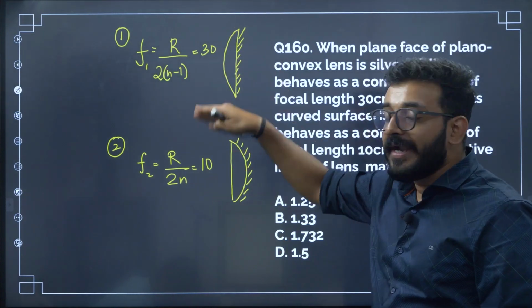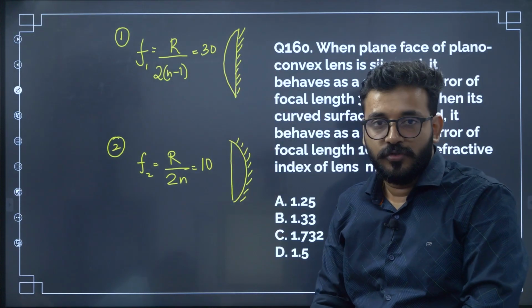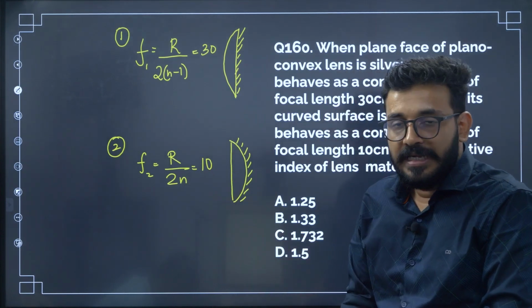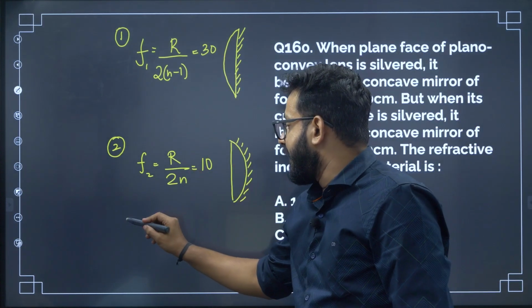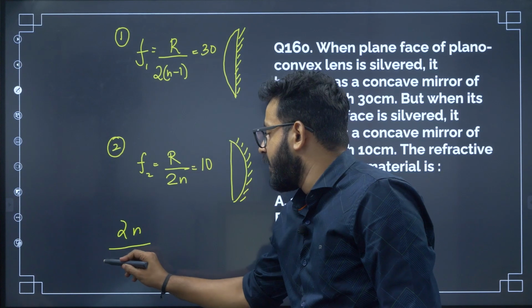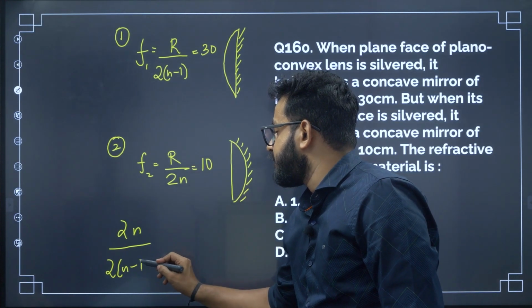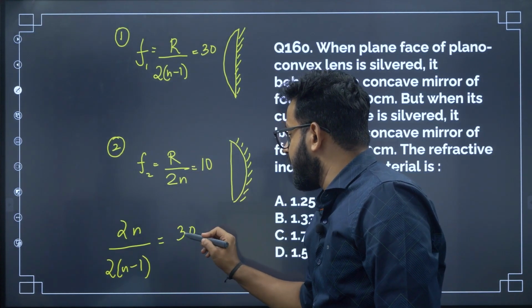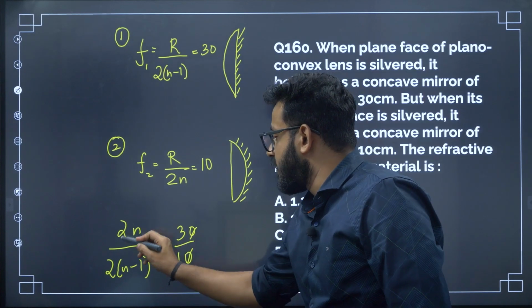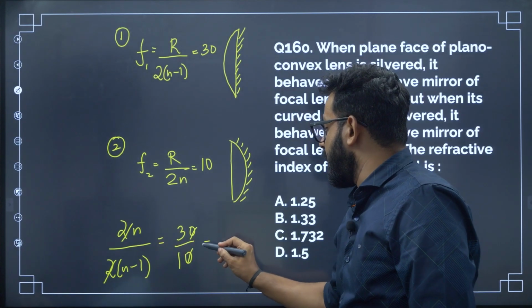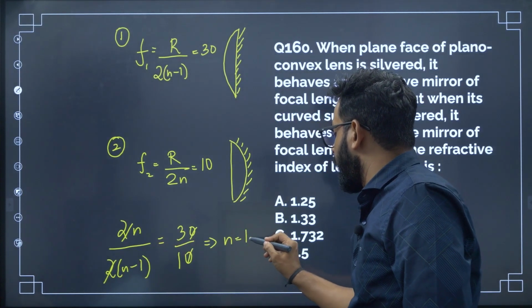Now you can divide both of them. Divide both the equations to find the correct answer. You want to find n, so divide both. R and R will get cancelled. So you will have 2n by 2n minus 1 is equal to 30 by 10. The zeros cancel, the 2s cancel, cross multiply. Ultimately, you will get n is equal to 1.5.